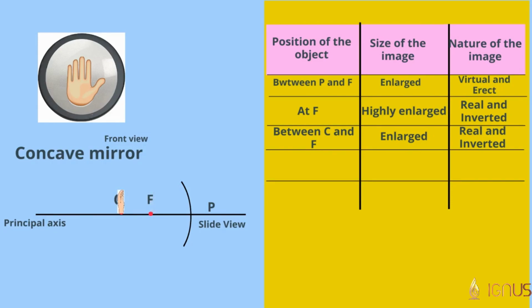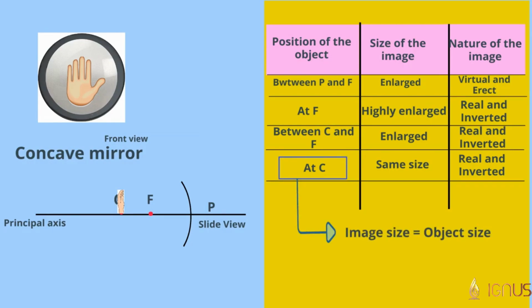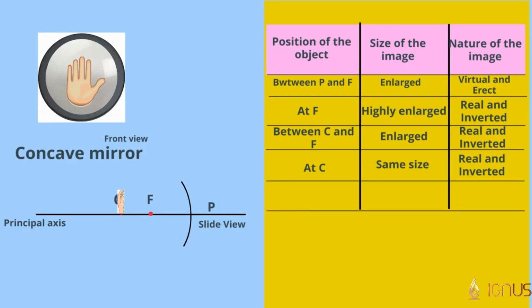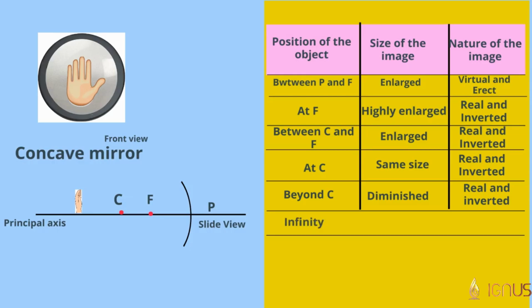At this point, both the object and the image are of the same size. If I move this object beyond point C, the image remains real and inverted. But now, the size of the image is actually smaller compared to the size of the object. So we say that the image is diminished. This is also a real image. As we keep moving the object beyond C, the size of the image keeps reducing.